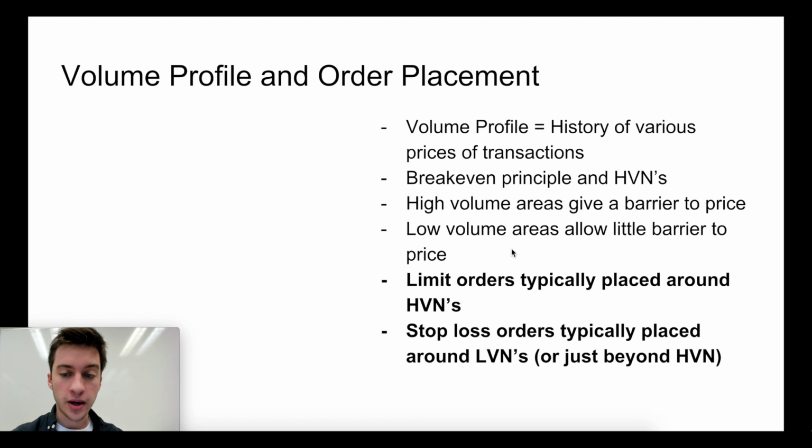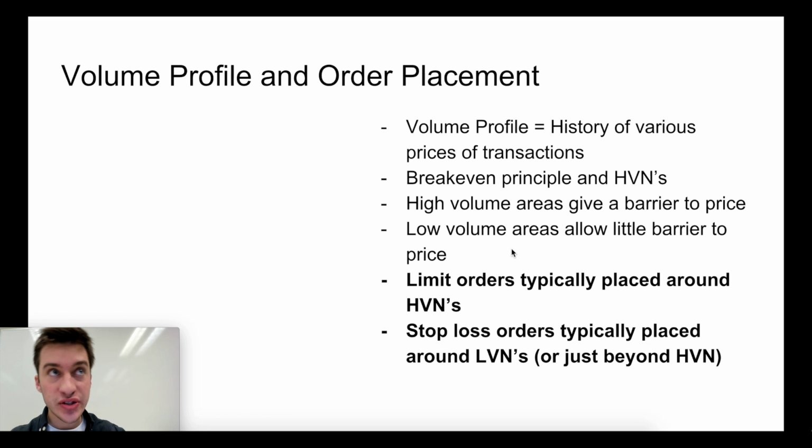A low volume area allows little barrier to price, because if price has not spent a lot of time in a price range for a long period of time, then I'm not really expecting that many limit orders to be there. If there weren't that many transactions in the near past, I'm not expecting any traders to have any positions that started there or that exited there. So I'm not really thinking that there's going to be much break-even trading happening.